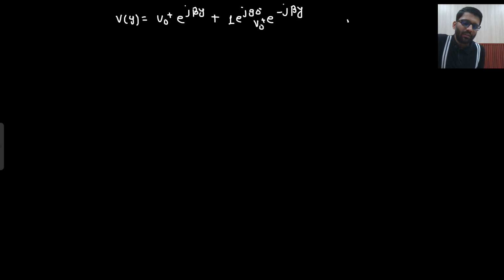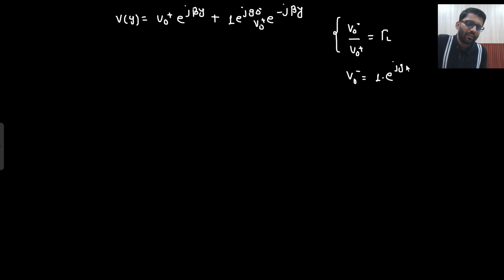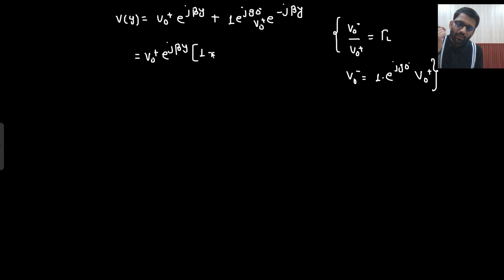I hope you have understood what we are doing here. V naught minus divided by V naught plus, what is that? That is your gamma L. And what is V naught minus? V naught minus is gamma L into V naught plus. And what is your gamma L? Gamma L is 1 into e to the power j 90 degree. And then it would be V naught plus. This will be your V naught minus. So what can I take outward? V naught plus into 1 plus e to the power j 90 degree to the power minus 2j beta y.